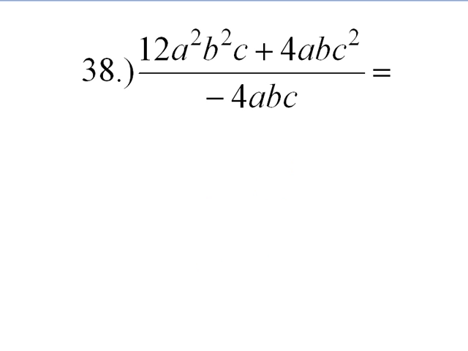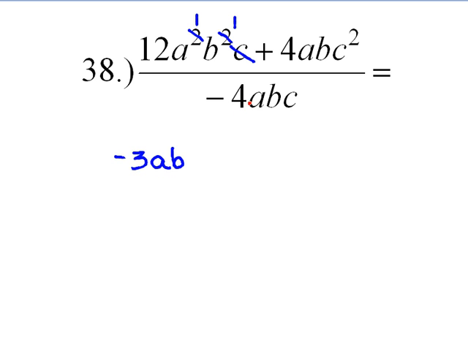Here we go. Okay, let's try this a little bit easier. 12 divided by negative 4 is negative 3. We have 2 a's here and 1 a here. That would change that to a. We have 2 b's here and 1 b here. That would change that to b. And we have 1 c here and 1 c here. That would cancel it out.